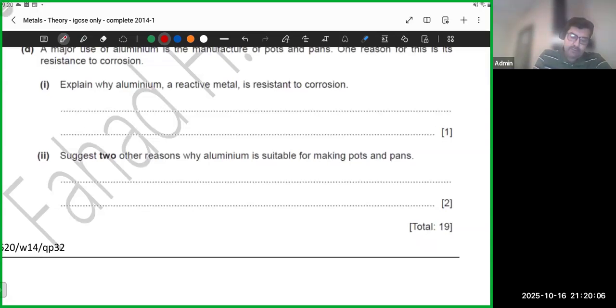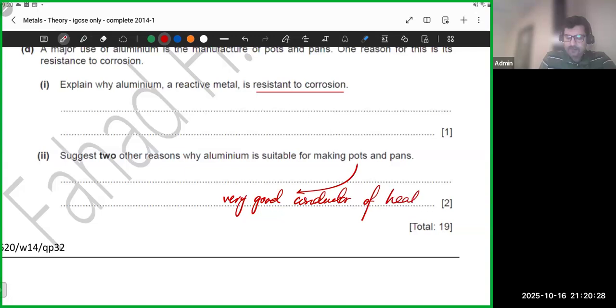अच्छा, the two other reasons why aluminum is suitable for making pots and pans. अब वो resistant to corrosion is done. So two other reasons apart from that. Number one is that it's a very good conductor of heat. And number two, it's got a high melting point. So obviously you don't want your pot or pan to melt.